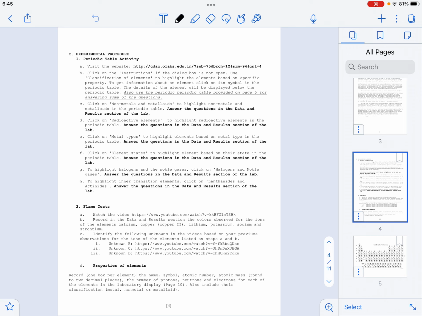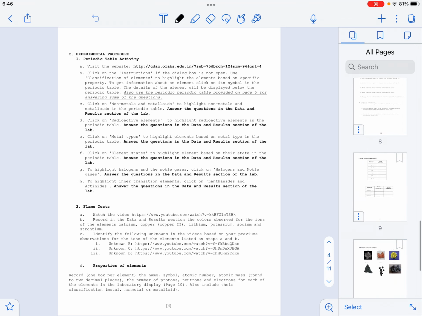Lastly, you are going to be observing some elements. For the elements, you have to record their name, their symbol, their atomic number, and the atomic mass, which you're going to round to 2 decimal places. You're going to collect the number of protons, neutrons, and electrons for each of them. We have a laboratory display, and that laboratory display is on page 10 of the lab sheet. Understand that you also have to include for each of them if they are metal, non-metal, or metalloid.